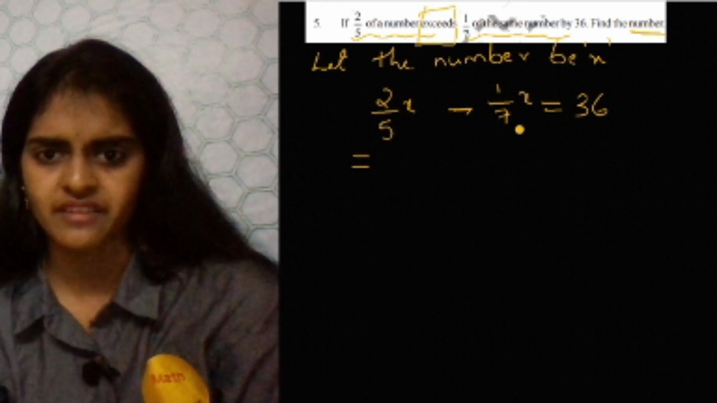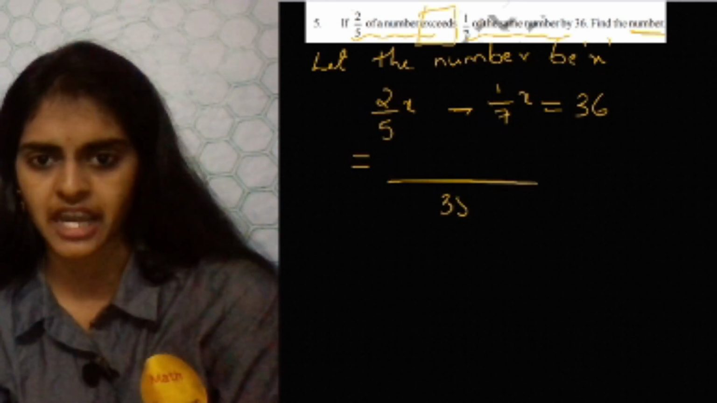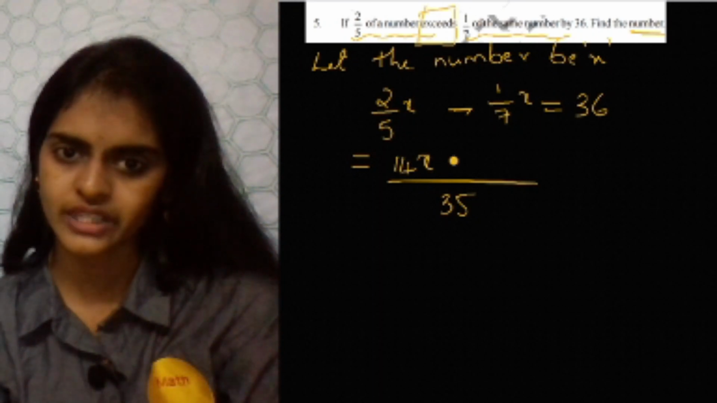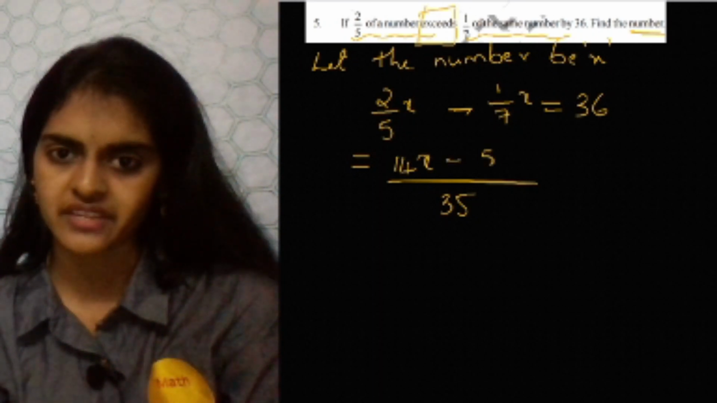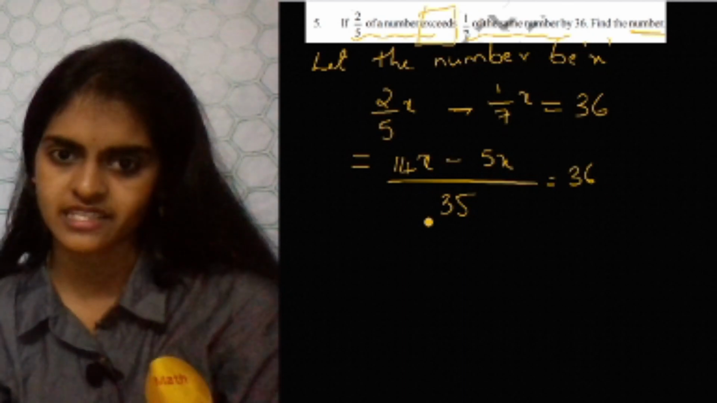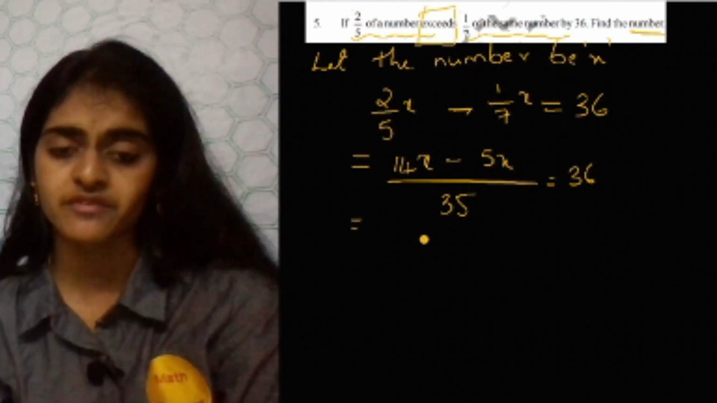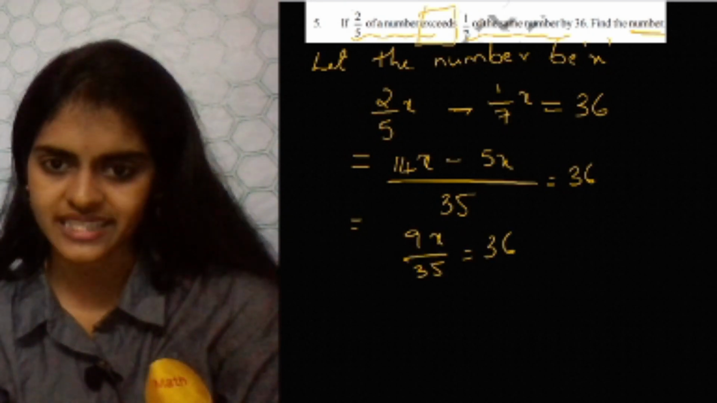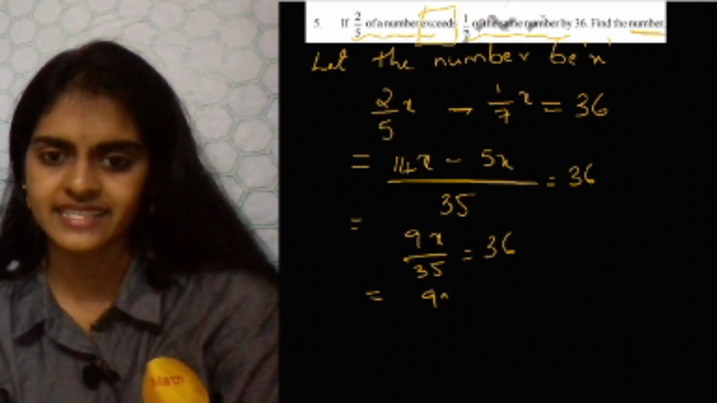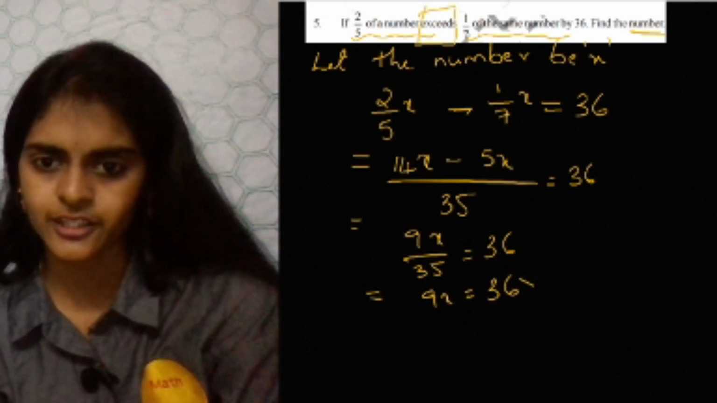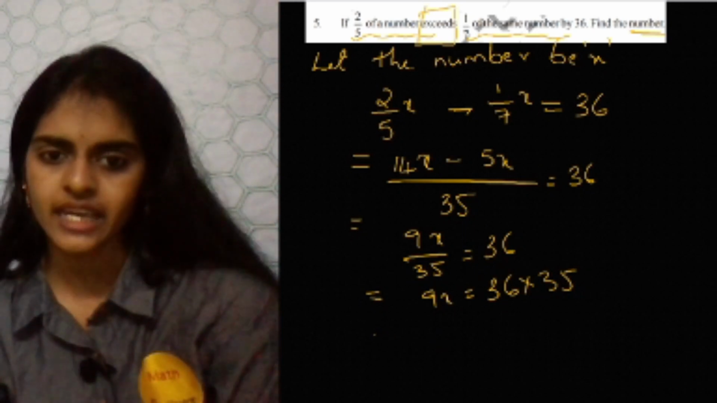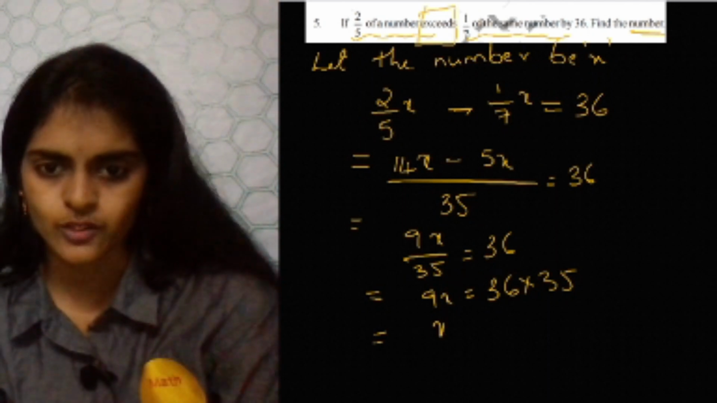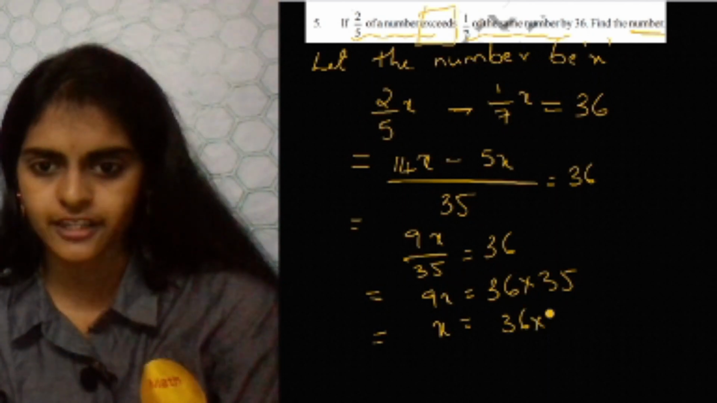So now a simple calculation. 7 and 5, again the same LCM, 35. Here you will multiply by 7, so it will be 14x, 7 2s are 14x, minus 5x equal to 36. So this is 14x minus 5x, which is 9x by 35 equal to 36. So 9x is equal to 36 into 35. I want the value of x because the number is x, isn't it? We have taken it as x. So x is equal to 36 into 35 divided by 9.